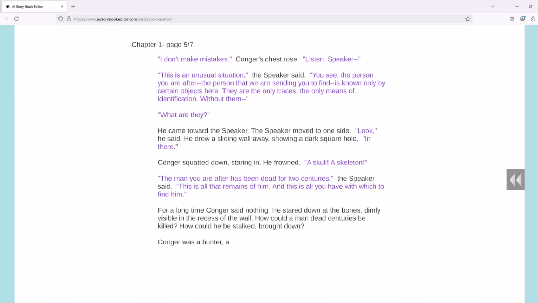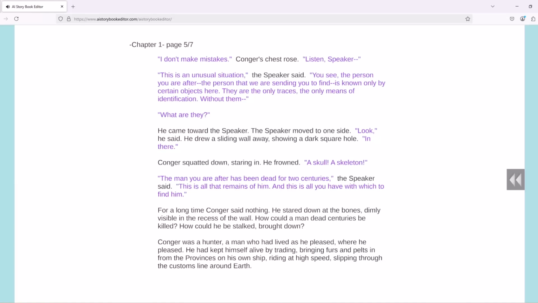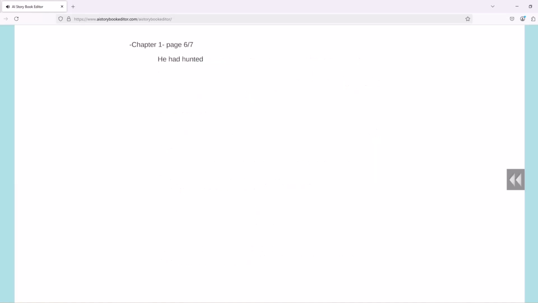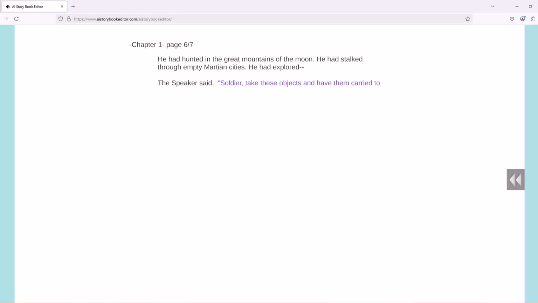Conger was a hunter, a man who had lived as he pleased, where he pleased. He had kept himself alive by trading, bringing furs and pelts in from the provinces on his own ship, riding at high speed, slipping through the customs line around Earth. He had hunted in the great mountains of the moon. He had stalked through empty Martian cities. He had explored.